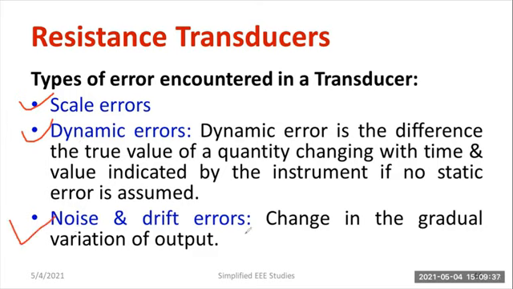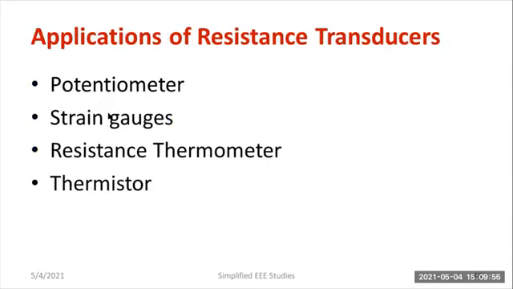That is another issue regarding the resistive type transducer. And the noise and drift errors. So it is mainly occurring due to gradual variation of the output. Okay, these drift errors are most common in case of resistance transducer. That is why in some cases we are not able to use this kind of resistive transducer where you require more accuracy. Okay, in such cases you can go for other types of transducer.